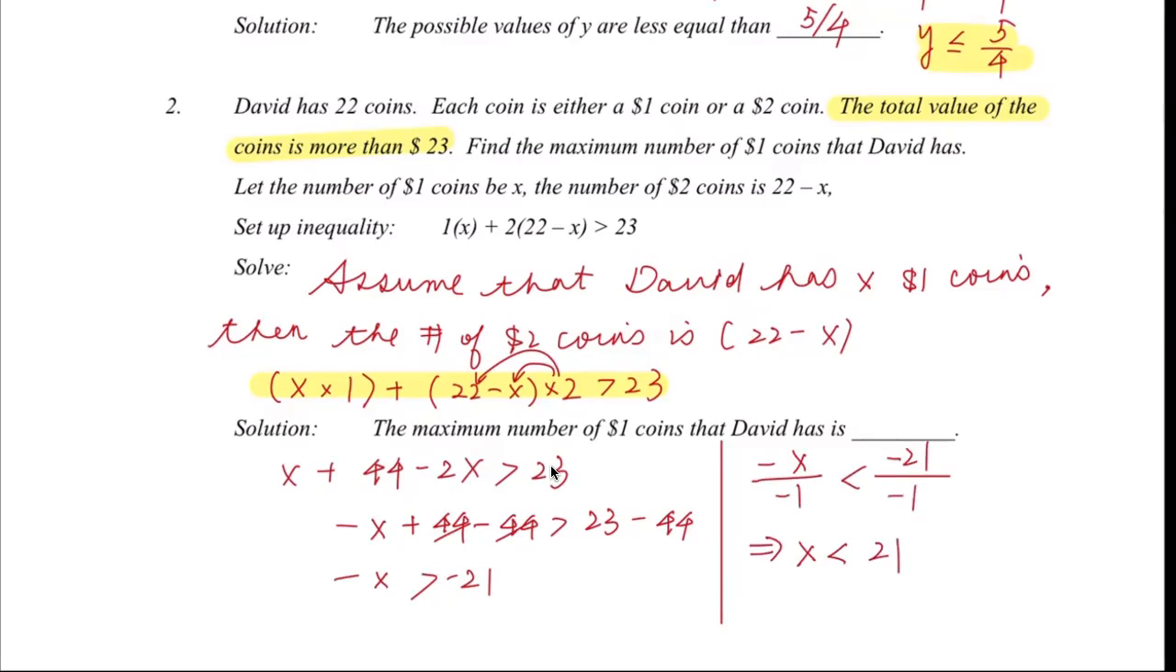Okay. That means if the total value of the coins wants to be more than 23, the maximum number of $1 coins cannot be bigger than 21. Okay. So this is the solution. Okay. Not only do you need to find the solution, you also need to understand the meaning of the solution.